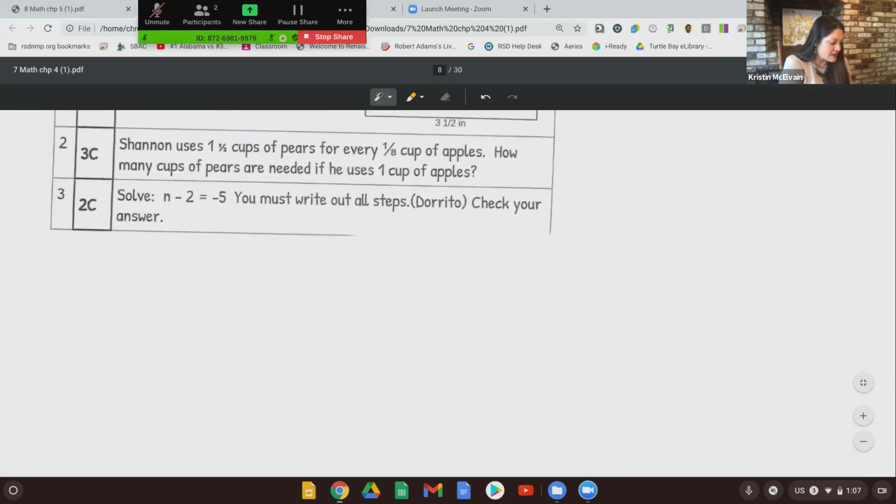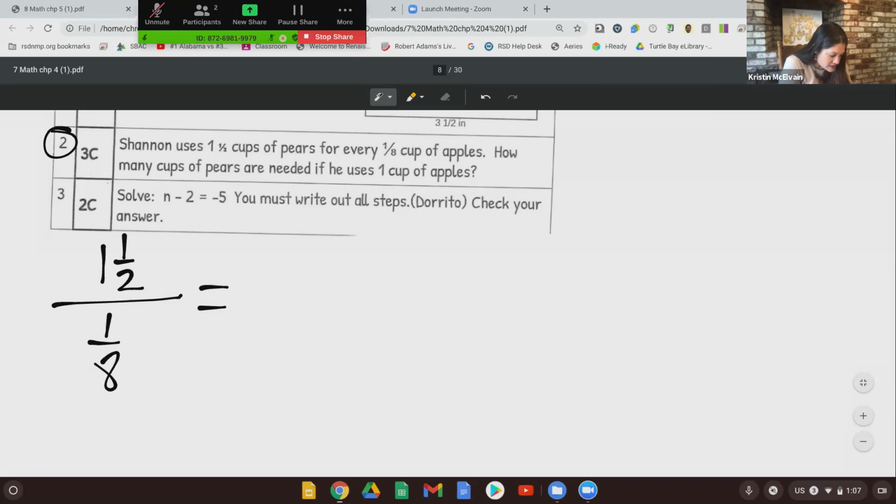So Shannon, here we are, number 2. Shannon uses 1.5 cups of pears for every 1/8 cup of apples. How many cups of pears are needed if Shannon uses 1 cup of apples? Okay, so at first Shannon has 1.5 per 1/8 cups of apples. So we have pears to apples. Then how many are needed? I wrote way too big.